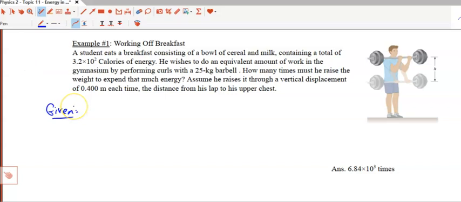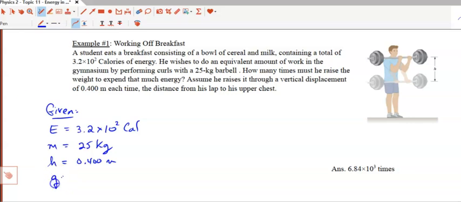We're told that the total amount of energy that he consumes, we'll call that E, is 3.2 times 10 to the power of 2 calories. That's his food calories, right? And he wishes to take all this energy that he consumed and do some work. He lifts a barbell with a mass of 25 kilograms, and he moves it at a vertical height of 0.4 meters. Assume he's on Earth, and the acceleration due to gravity is 9.8 newtons per kilogram.